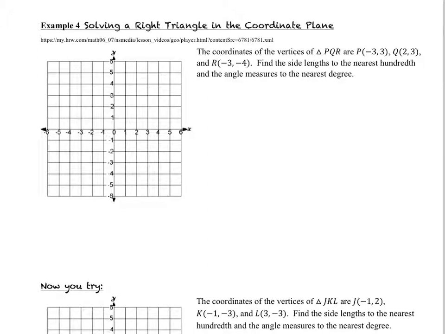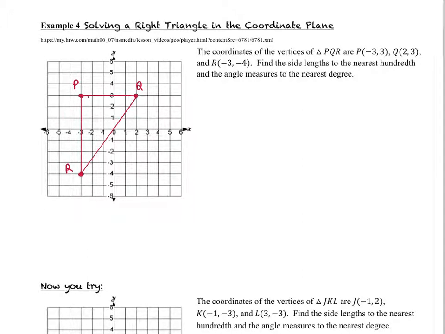In the old days, we used to call this type of geometry plane geometry because it was all done on a coordinate plane. And that's example number 4, basically a throwback to that. What we have is the coordinates of triangle PQR. So we're going to graph triangle PQR so we can get an idea of what's going on, and then we're going to find the side lengths to the nearest hundredth and then the angle measures to the nearest degree. Let's start by graphing the triangle.